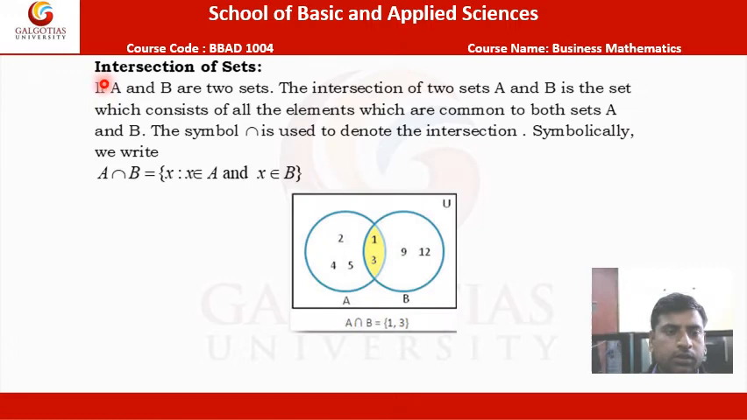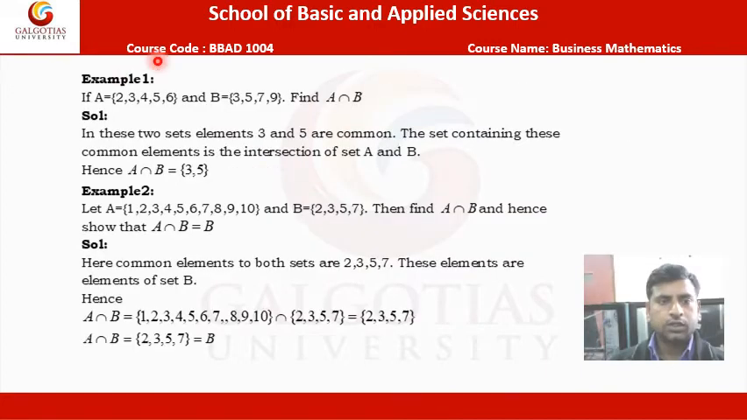Second operation is intersection of sets. If A and B are two sets, the intersection of two sets A and B is the set which consists of all the elements which are common to both sets A and B. This symbol is used to denote the intersection. Symbolically we write A intersection B is the set that contains x such that x belongs to A and x belongs to B.